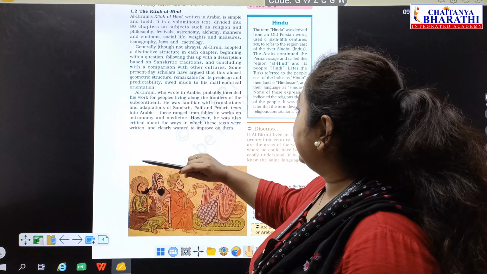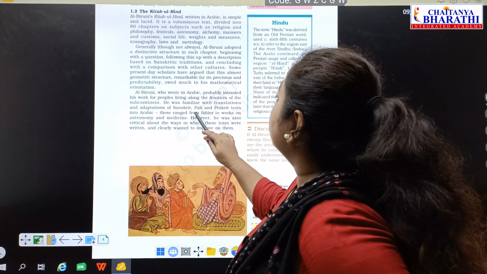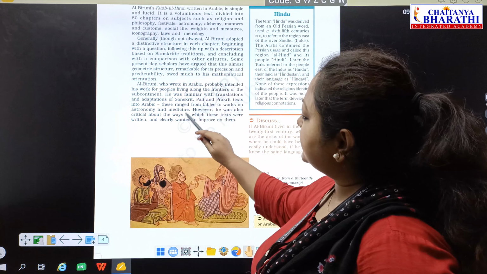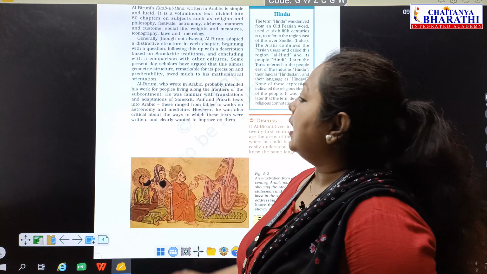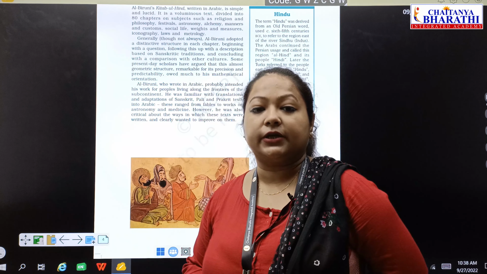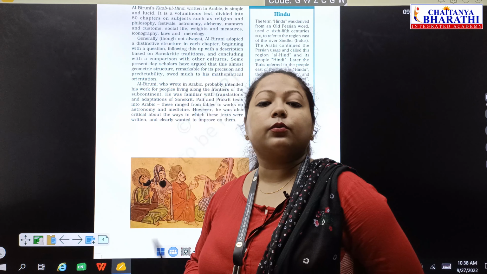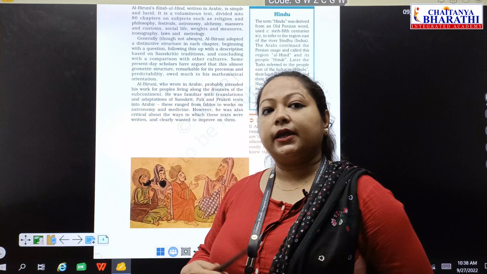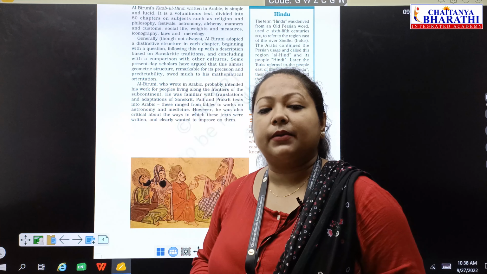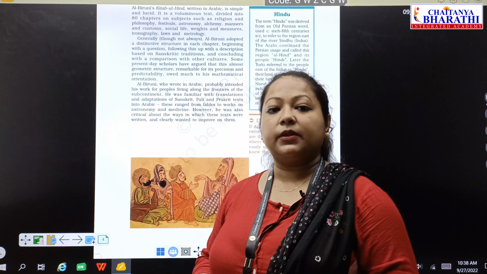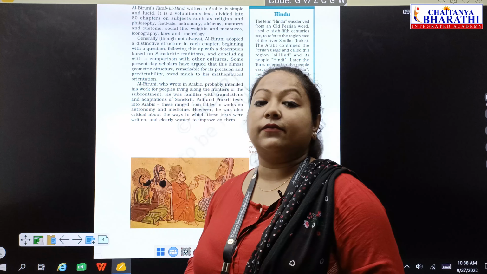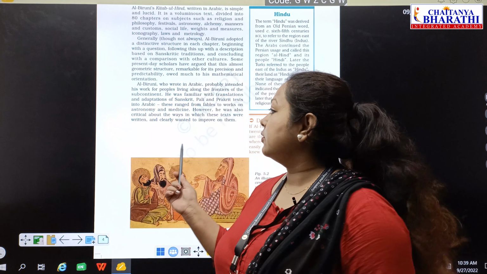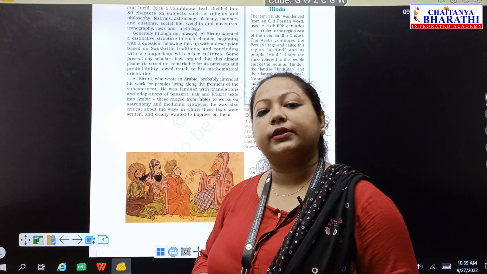Al-Biruni wrote in Arabic and intended his work for people living along the frontiers of the subcontinent. He was familiar with the translations and adaptations of Sanskrit. Earlier, as we know, Al-Biruni was a Persian traveler and was not quite familiar with Sanskrit. But after his visit, he stayed with the Brahmanas, got education and learnings from them, and developed a good interest in Sanskrit. He was so deep in learning it that later on he had a very good command of the language.